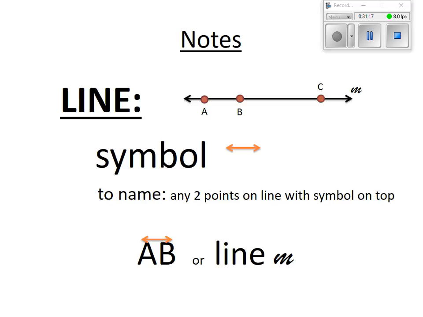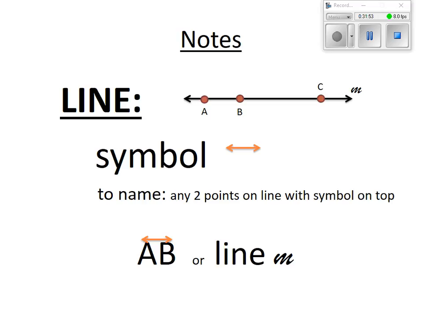Tell me another way we could name this line. Go ahead, Mark. Any combination of A, B, C. Give me one. B, C. Line BC. Would that work? Yeah. Give me another one. Line BA. All right. Any 2 letters. Doesn't matter if they start this way and go this way. So if it's a line, any 2 letters that fall on that line and the line symbol.